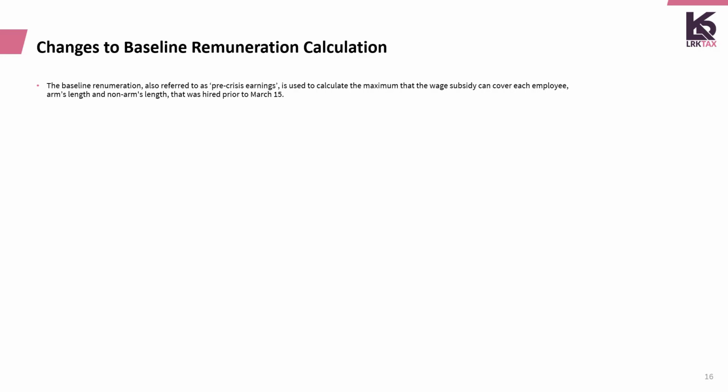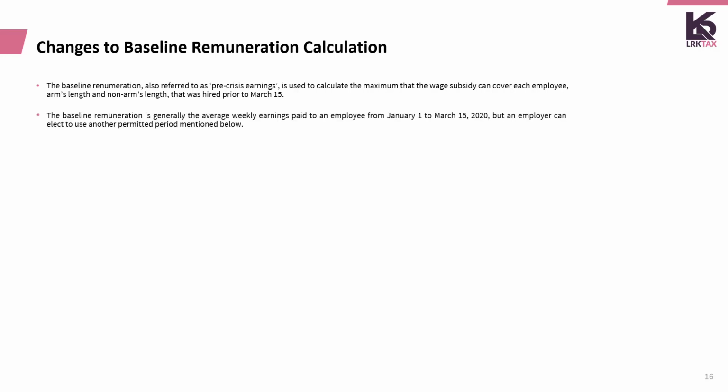And so what the government doesn't want to happen is for the owner manager to all of a sudden jack up their compensation in hopes of getting it subsidized. And so with the original CEWS program, they said, look, take your wages from January 1st to March 15th. The weekly average for this period will be your baseline remuneration. And so, with the original CEWS, the CEWS subsidy will take the baseline remuneration as a limiting factor.